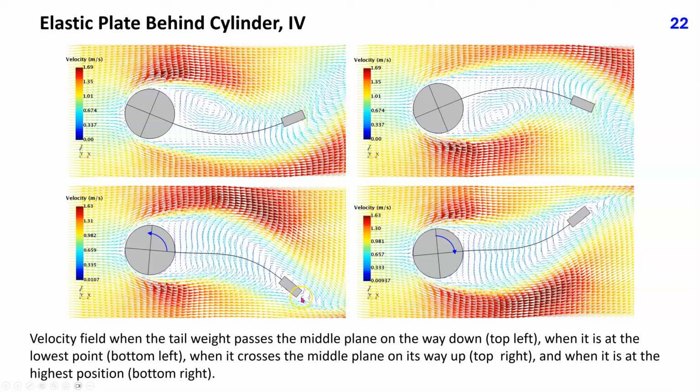When the tail weight is at its lowest position, the cylinder is rotating counterclockwise, as can be deduced from the plots in the preceding slide. When the tail body is at its extreme positions, that is with zero velocity, we see a small recirculation around it. The maximum velocity is about 70% higher than the mean velocity.